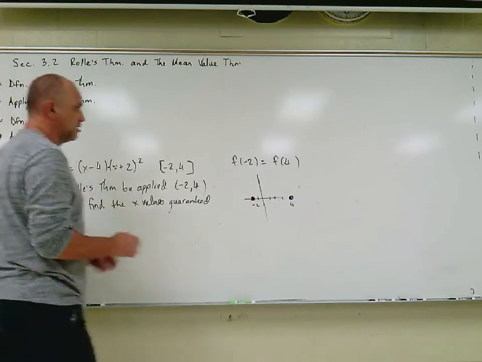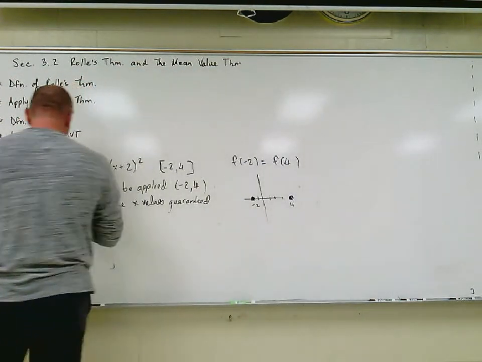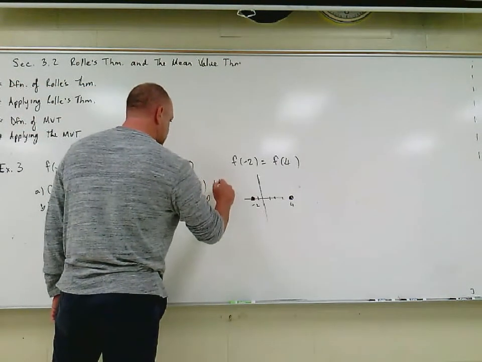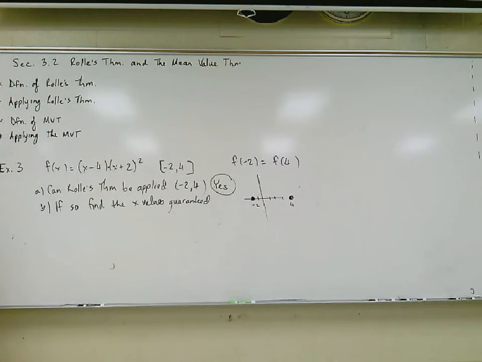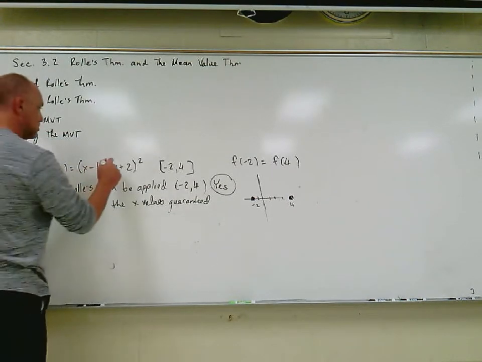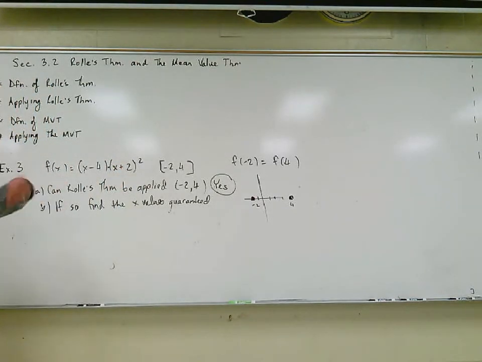So the first thing I did is find the endpoints and make sure they're at the same height. So the answer to part A is yes, it can be applied since f of negative 2 equals f of 4, and I know that polynomials are everywhere continuous and differentiable. If so, find the x values guaranteed. So now you have to do the calculus.